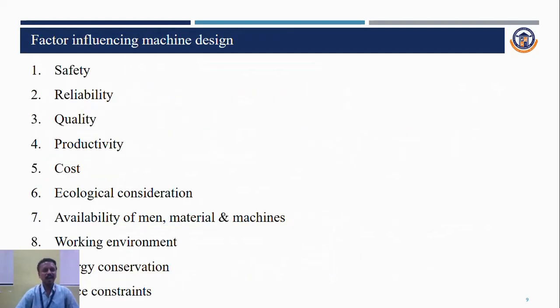So these are the factors influencing machine design. First one will be safety, second one will be reliability, third one will be quality, fourth one will be productivity, fifth one will be cost, sixth one will be ecological consideration, seventh one will be availability of men, material and machines. Next one will be environment, and the next one will be energy conservation, and then the last one will be space constraints.